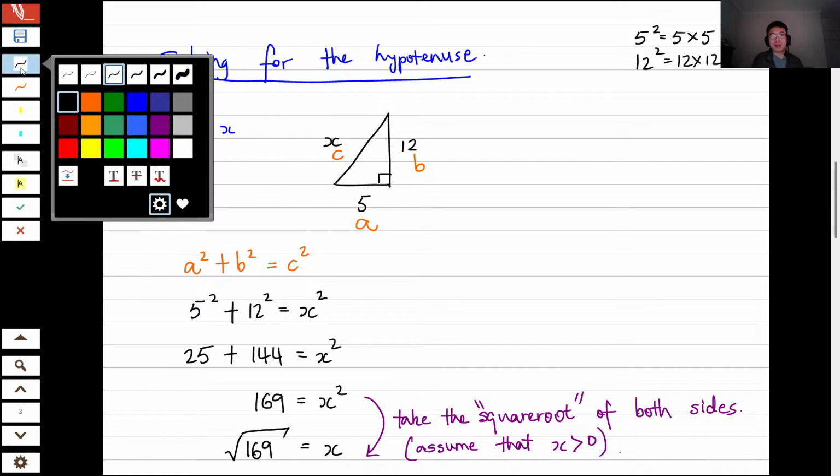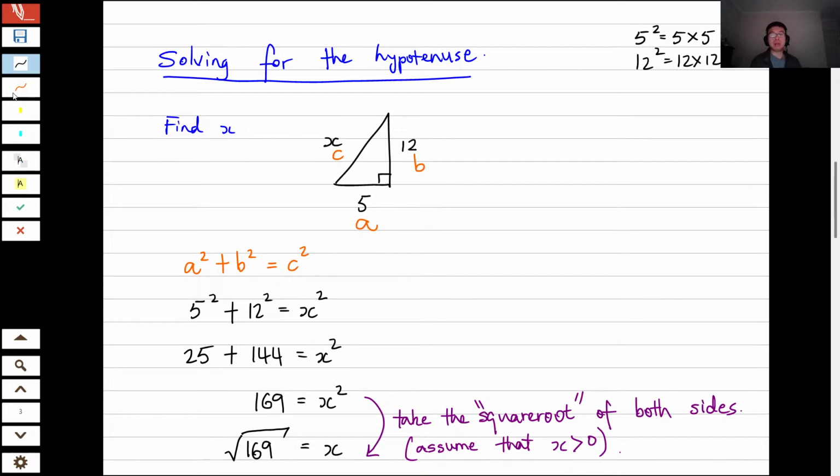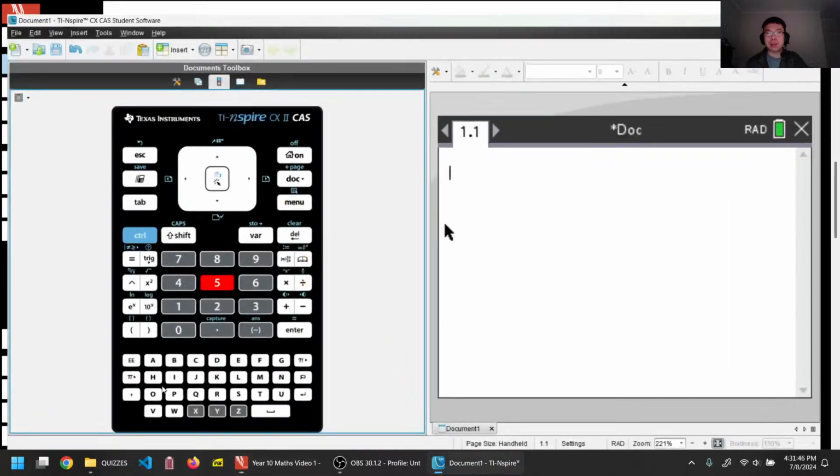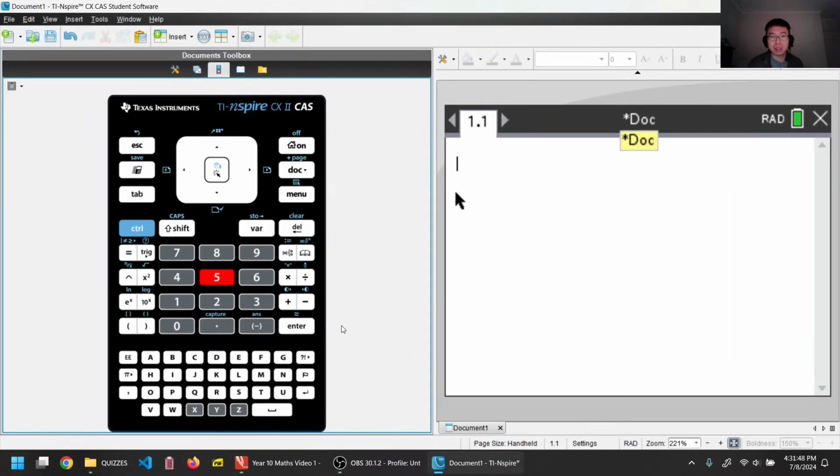Now, at this point, usually you'll need to use a calculator. It just so happens in this specific case, we actually get a whole number. Most of the time you won't. I've just made this example simple so that it's straightforward. If not, you'll need to go to a calculator and find the square root button.